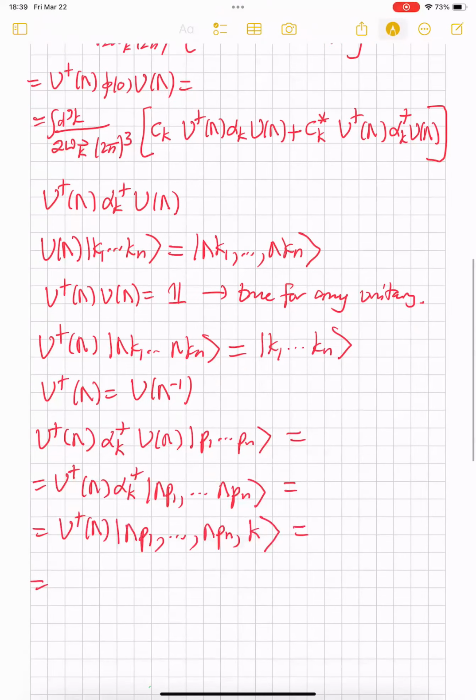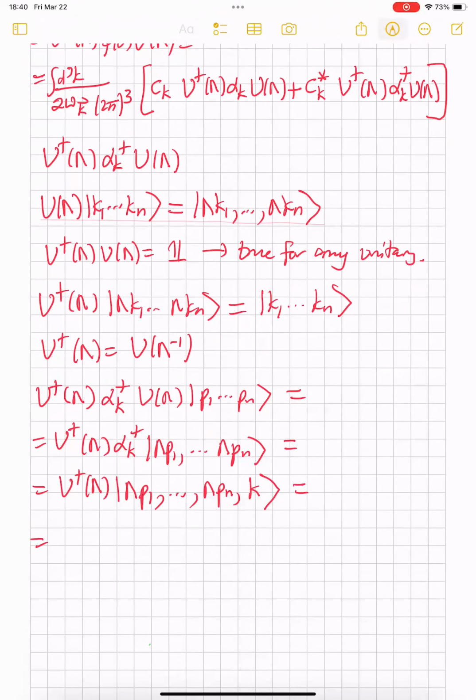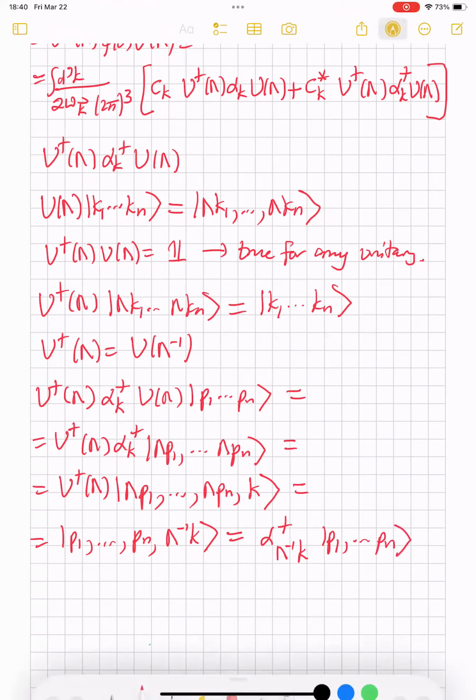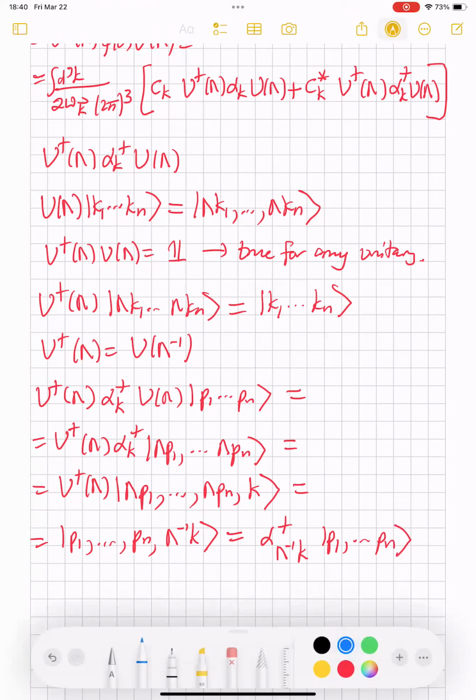And then when we act with u dagger of lambda, this is the same as acting with lambda minus 1. So we remove the lambda from P1, from P2, and so on, all the way up to Pn. But we have a lambda to the minus 1 acting on k. And then finally, I can write this as alpha dagger lambda inverse k on P1 up to Pn. And now what I compare is this first line underlined in blue to this last line underlined in blue.